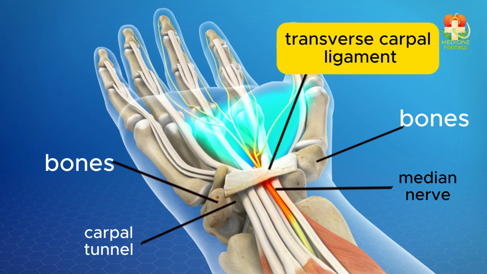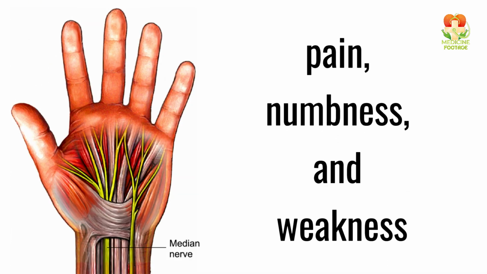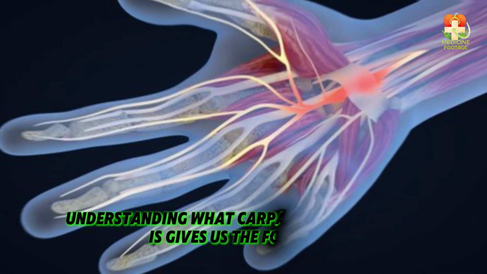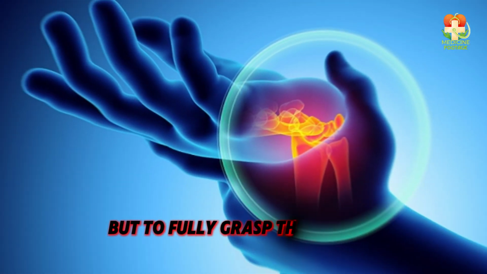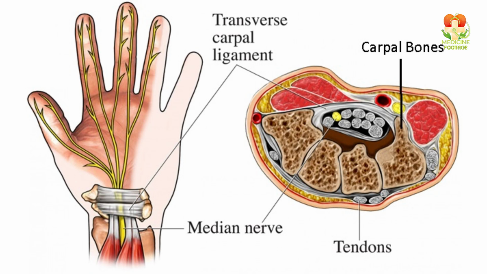When the space inside this tunnel becomes tight due to swelling, inflammation, or repetitive strain, it compresses the median nerve, leading to symptoms like pain, numbness, and weakness. The condition primarily affects the thumb, index, and middle fingers, which the median nerve supplies. Understanding what carpal tunnel syndrome is gives us the foundation. But to fully grasp the condition, we must first explore the structure it affects: the carpal tunnel itself.